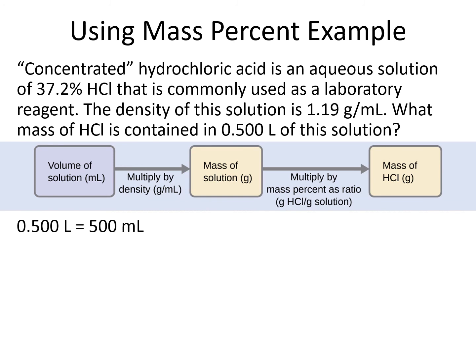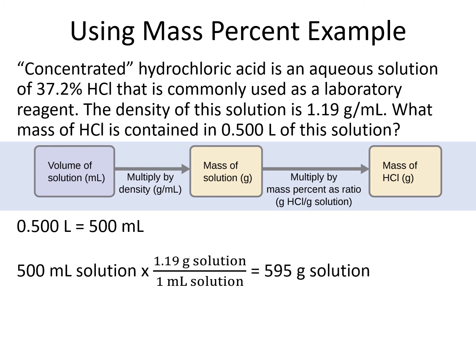So first of all, 0.500 liters is equal to 500 milliliters. This is opposite from a lot of the other problems we've done where we're taking milliliters and changing into liters to plug into our equations. But here, since density is in grams per milliliter, we actually need to get our volume into milliliters.